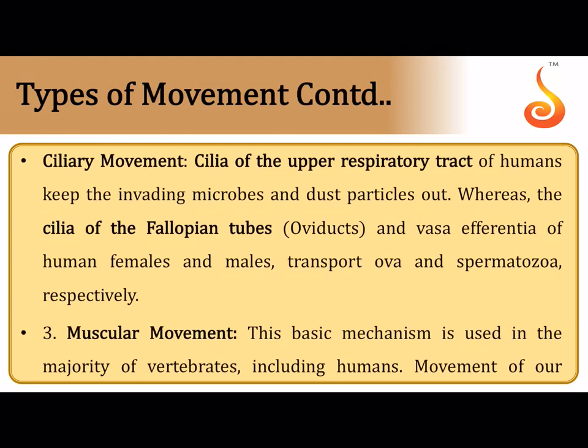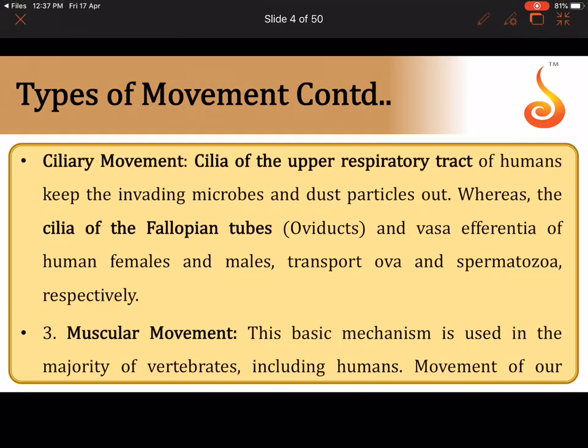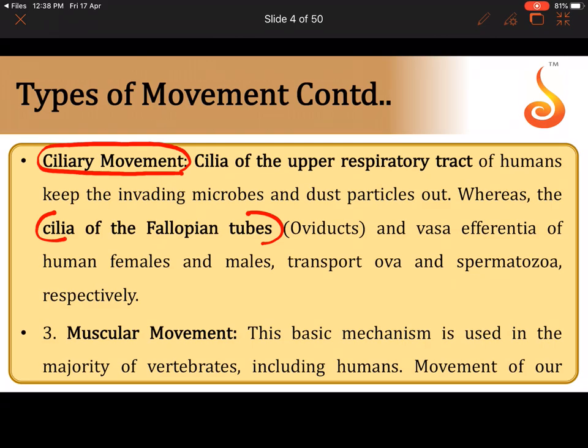Then we have cells in our body, for example the cells lining our trachea and bronchial tubes, as well as in the female reproductive parts such as the fallopian tube. They bear fine hair-like projections referred to as cilia. And what is the job of these cilia? Their job is transporting substances, or removing the dust particles which have entered into your airways. So ciliary movement is one type of movement that we see very commonly in the human body.